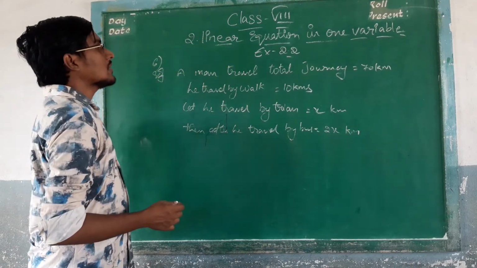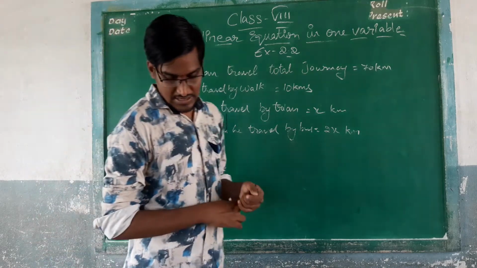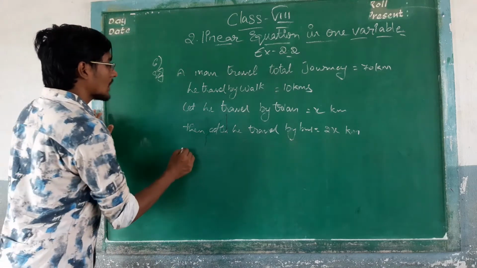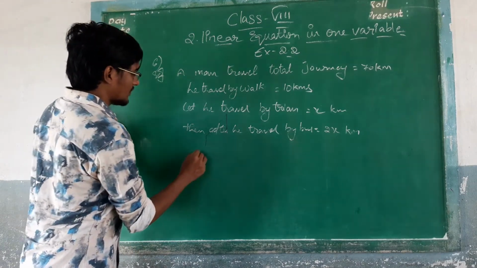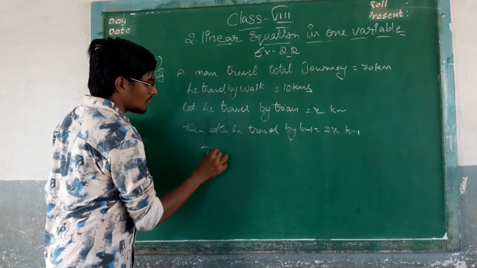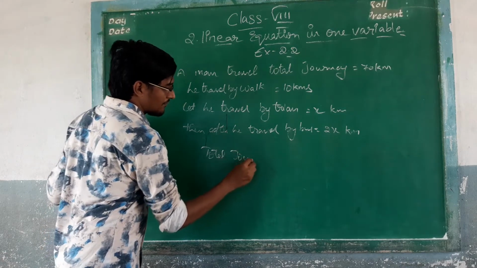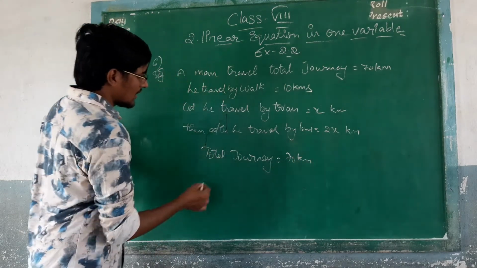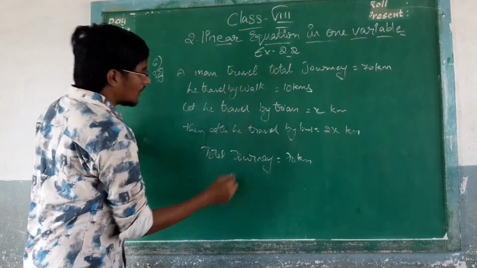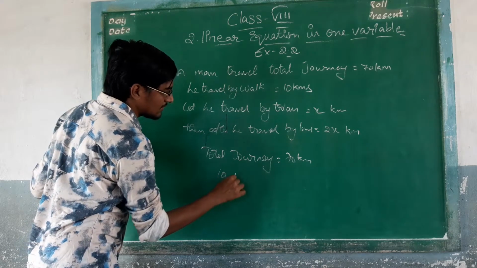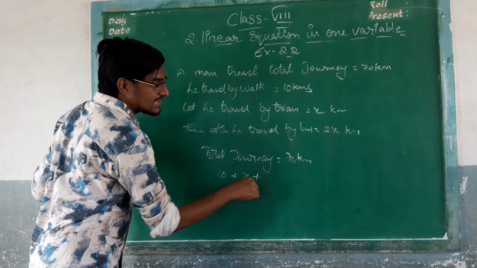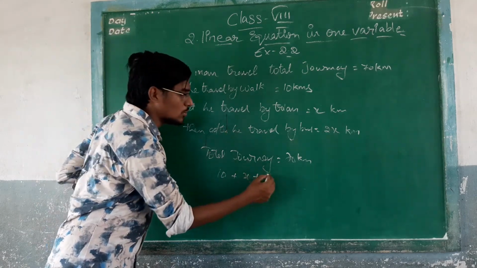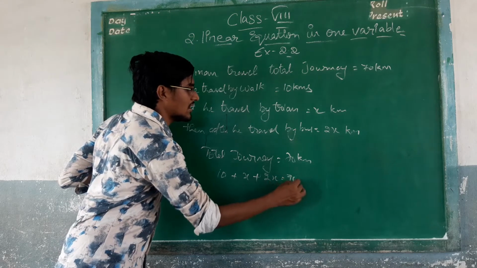Therefore, the total journey is given as 70 kilometers. What are the parts of the total journey? By walk, 10 kilometers, plus by train x, and by bus 2x, that equals 70 kilometers.